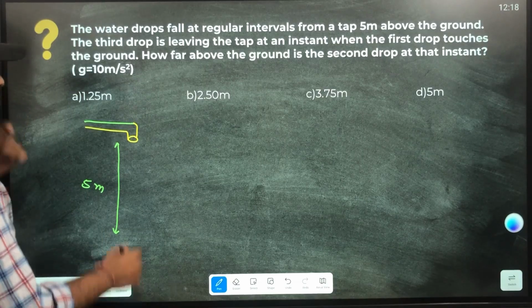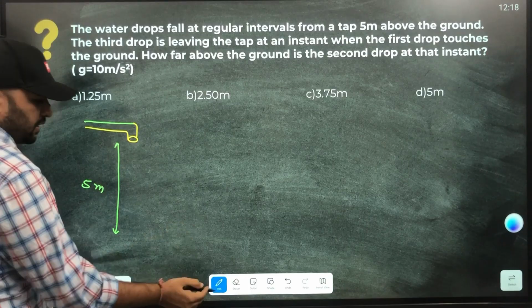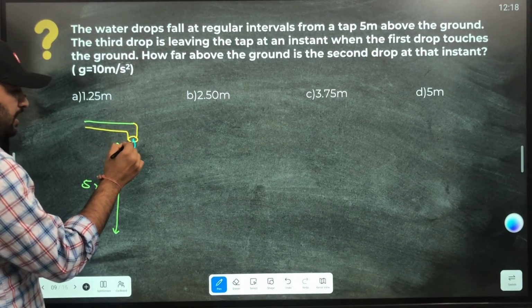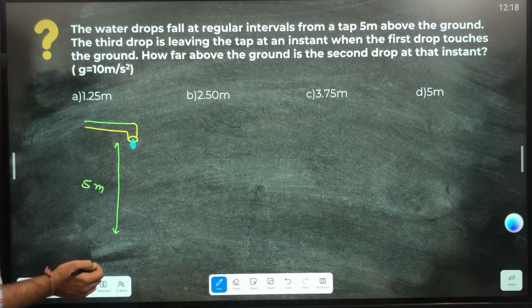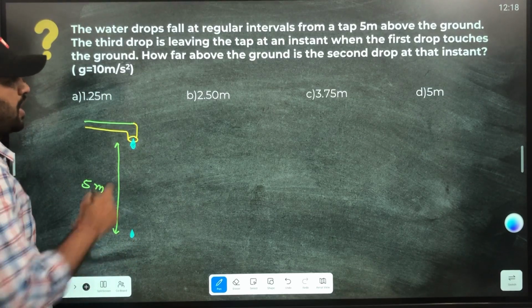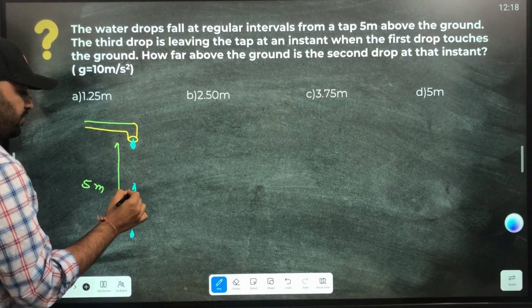The third drop is leaving the tap. So let's draw here a third drop. Let me make a drop here. Let's say this is the third drop leaving the tap at the instant when the first drop touches the ground. So let's say this is the ground, so the first drop is over here. How far above the ground is the second drop at that instant? So this one we have to figure out.